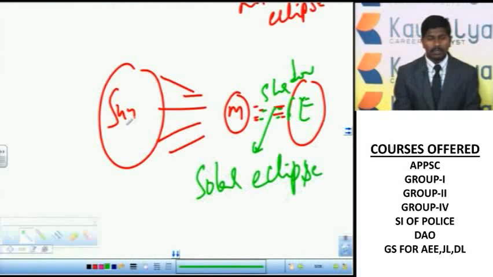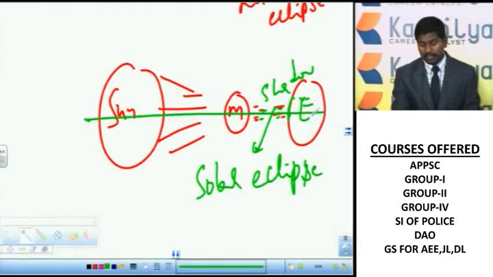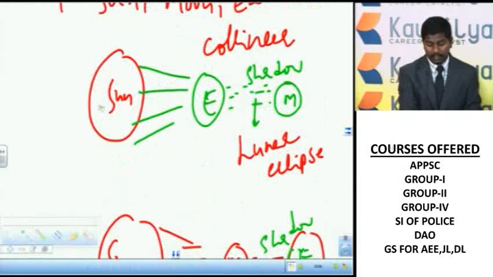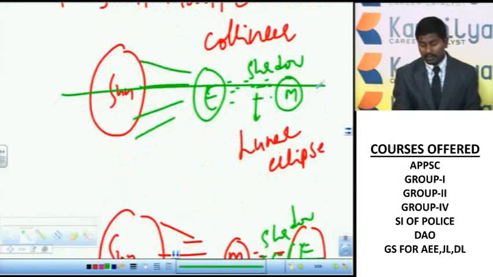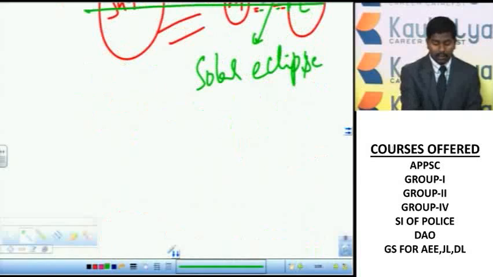So eclipses are of two types, and these eclipses occur when the sun, the moon and the earth come onto the same straight line. When the sun, the earth and the moon come onto a straight line, then these eclipses occur. This is also the collinearity. Generally these eclipses are of two types. One is total solar eclipse.